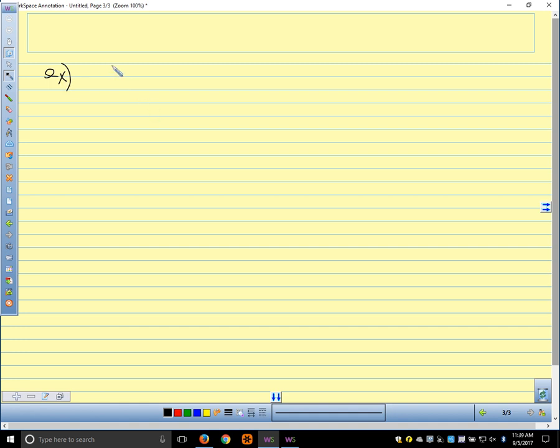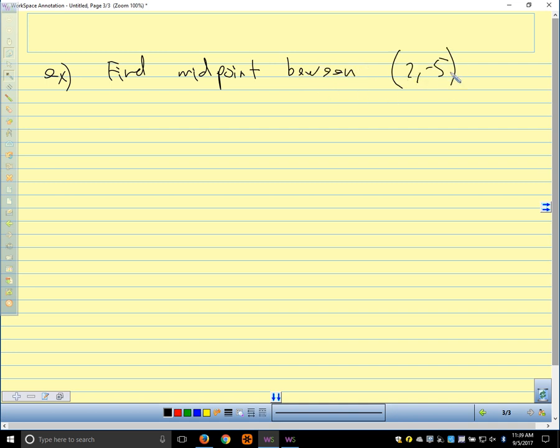So let's say we want to find the midpoint between, I'm just making these numbers up, (2, -5) and (3, 7). What I suggest you do is label your points. I'm going to call this one x1, y1, and this pair x2, y2. It doesn't matter which ones you call the ones or the twos, but the ones and twos have to stay together. You can't mix the ones and the twos.